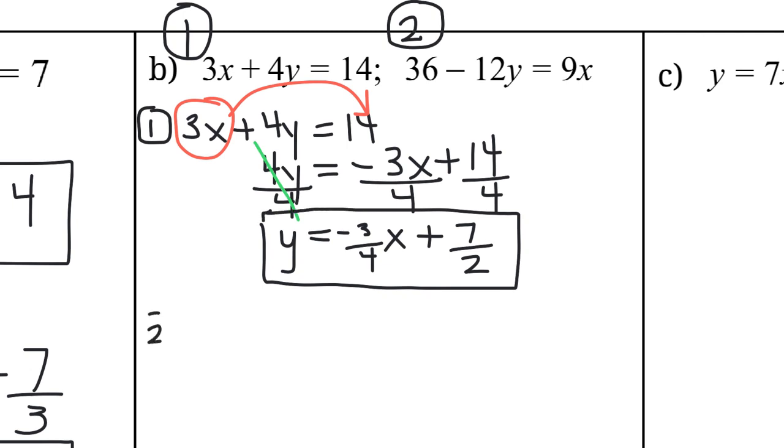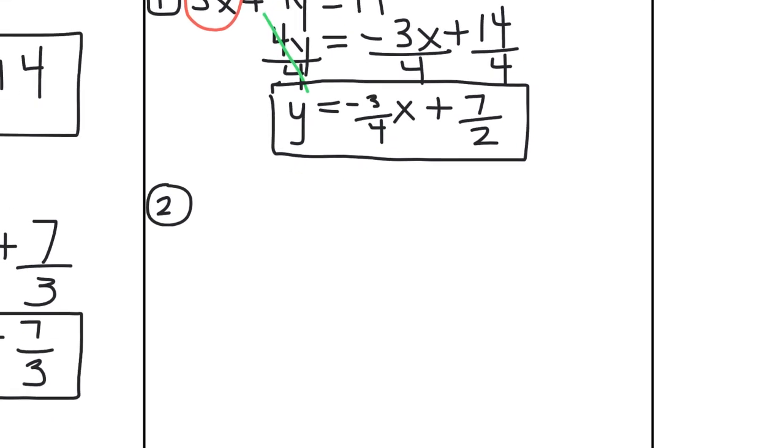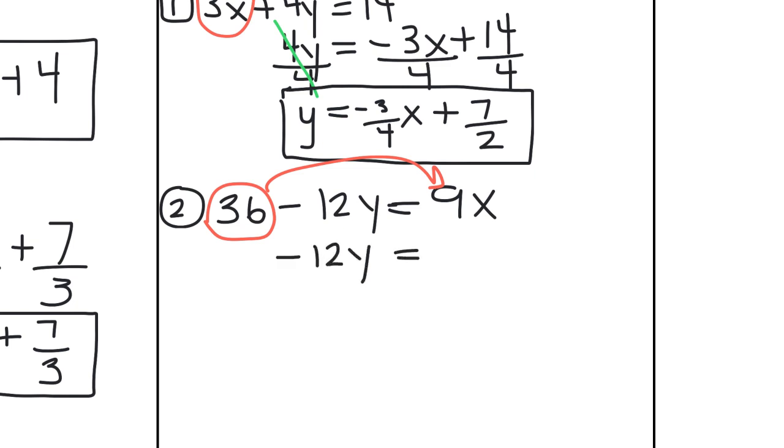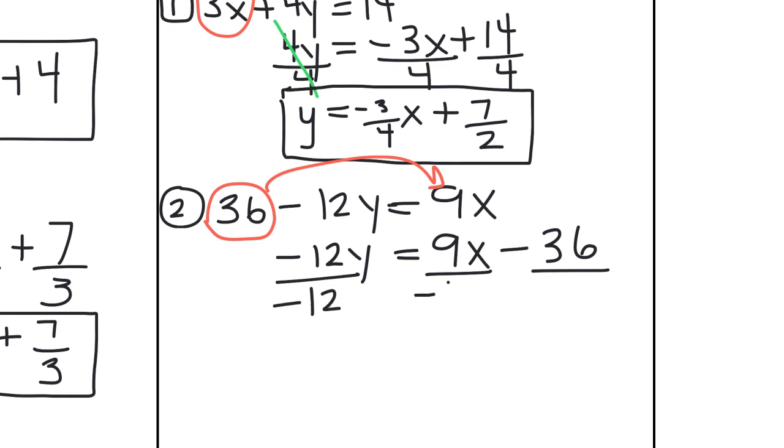We're going to do the same thing for number 2. So I'm going to start by rewriting it. So we've got 36 minus 12y equals 9x. So same thing, this 36 needs to move over to the right-hand side. So that's going to leave me with negative 12y equals 9x minus 36. I'm going to divide all of my terms by negative 12.